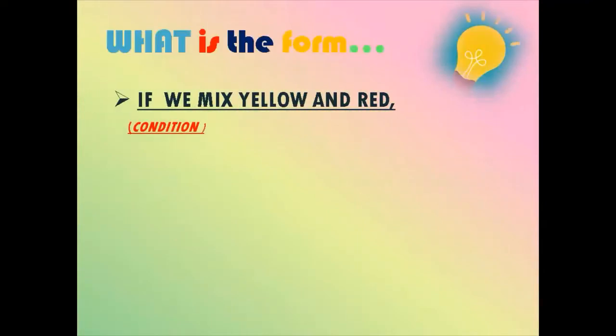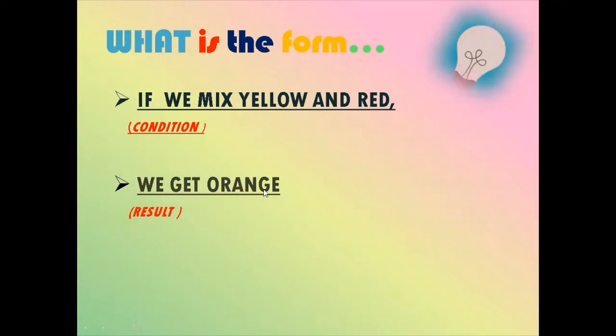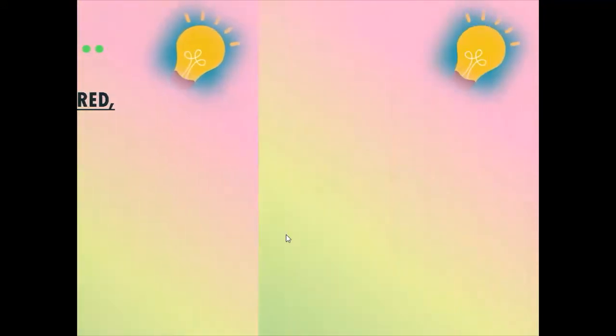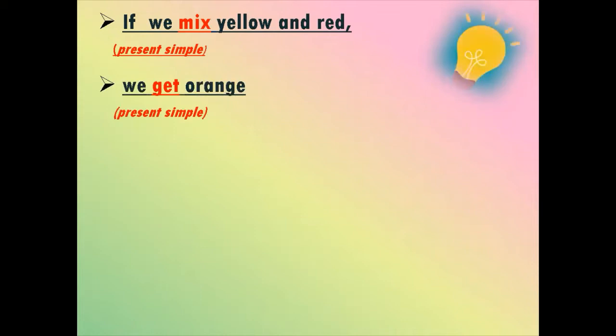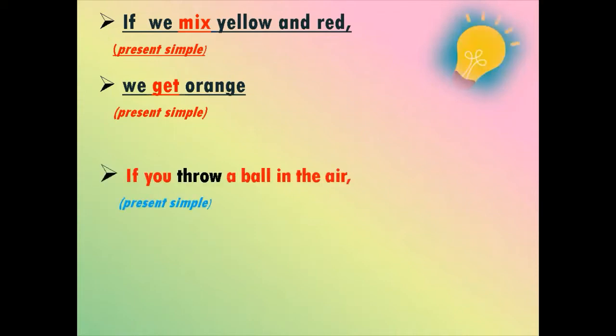Look at here. Let's see the form. If we mix yellow and red, we get orange. Here, this part is the condition, and here we have the result. And look at the verb carefully. If we mix, it is present simple. We get, and this is present simple. So we use simple present in both parts. If you throw a ball in the air, it falls down. Here we use present simple, of course.